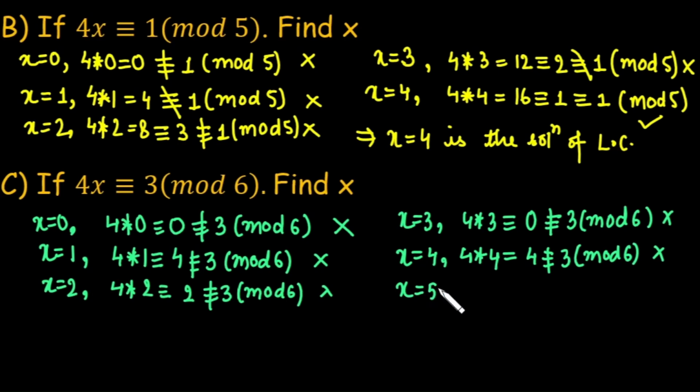X is equal to 5. 4 into 5, that is 20. 20 when divided by 6, remainder is 2. So that can never be congruent to 3 mod 6.